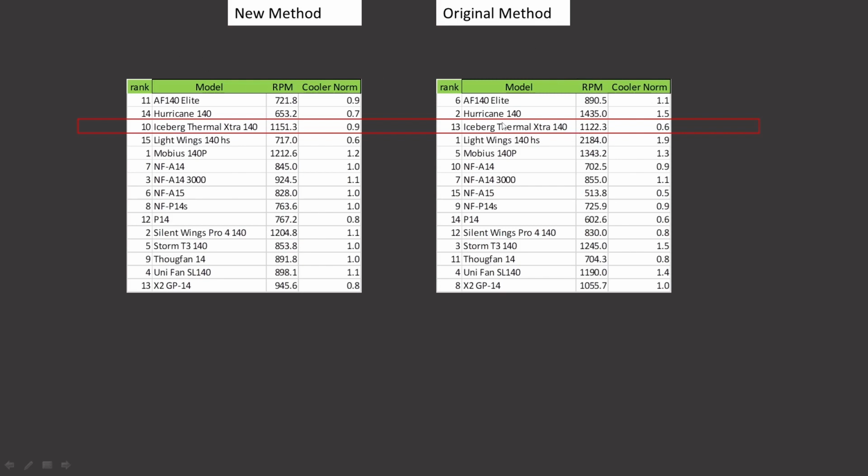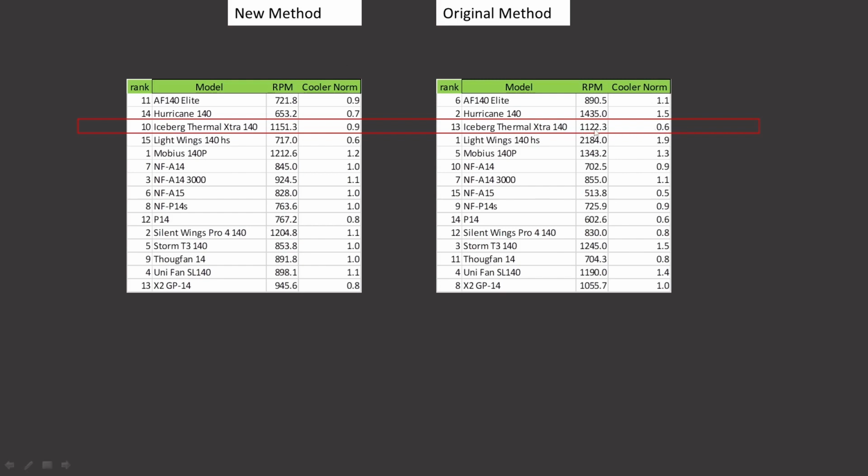And originally the Iceberg Extra Thermal IceGale 140 was ranked 13th, now it's ranked 10th, so relatively speaking, it's able to push more air for the same noise value. The new decibel reading for my noise normalized testing is 12 decibels, and that's rated off of the A12X25, running at approximately 1,100 to 1,200 RPM. I just found that to be a particularly good value for that fan to push a solid amount of air while being almost completely silent.